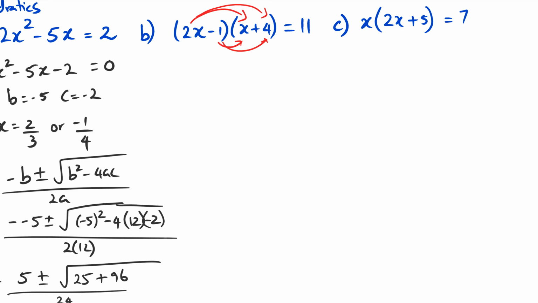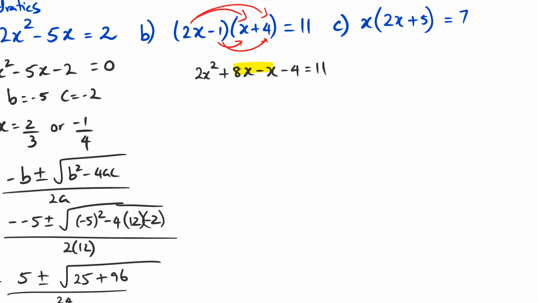Just going through question B here. So first expanding the brackets. 2x times x is 2x squared. 2x times 4 is 8x. Negative 1 times x is negative x. And negative 1 times 4 is negative 4. And all of this equals to 11.